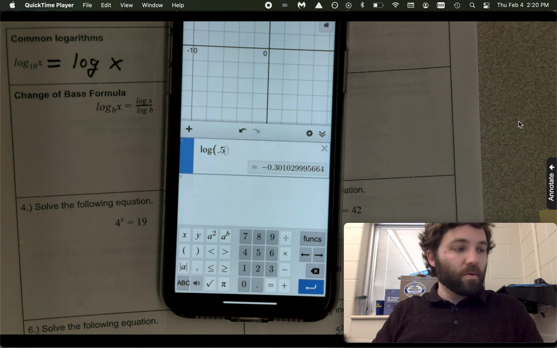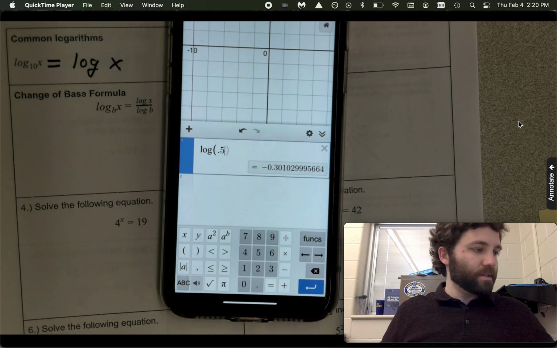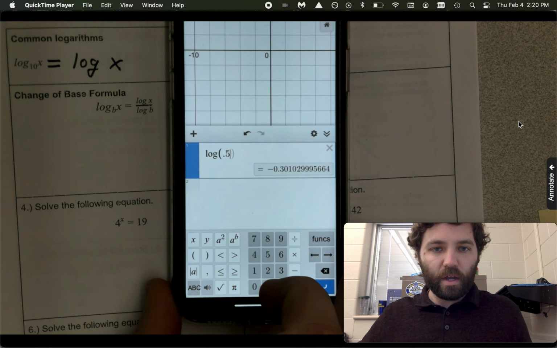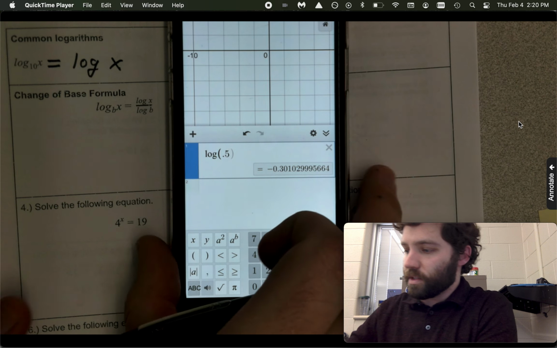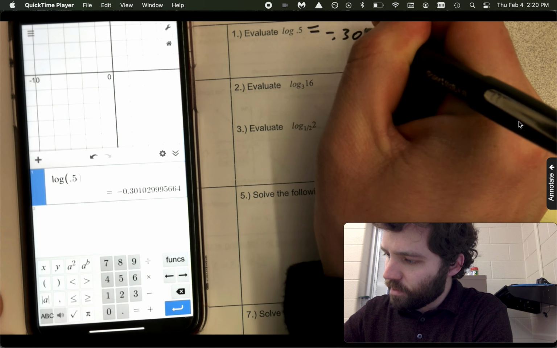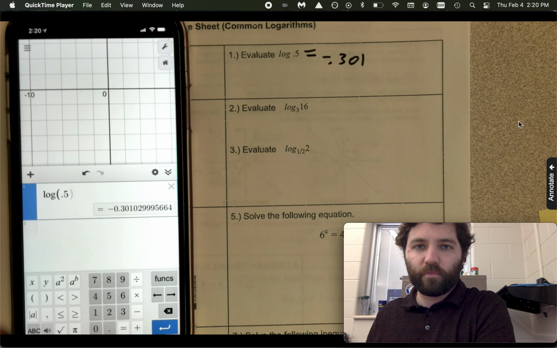Okay, and so from there then, you've got, sorry, my microphone is messed up there. So that's it. So we just write down the answer. We usually go to 3 decimal places, so that is negative 0.301 for the answer there.